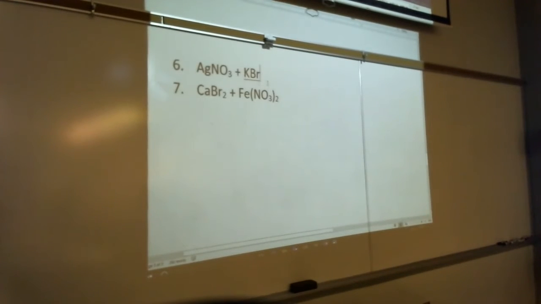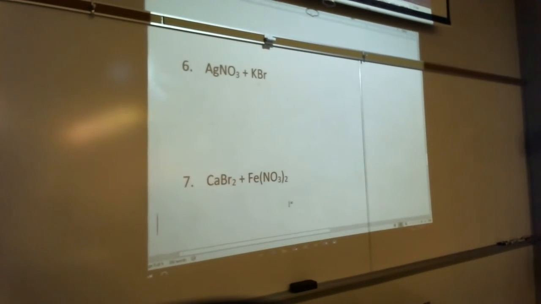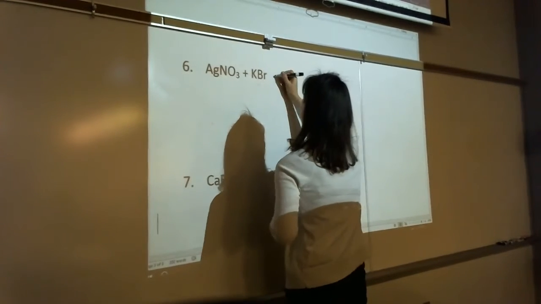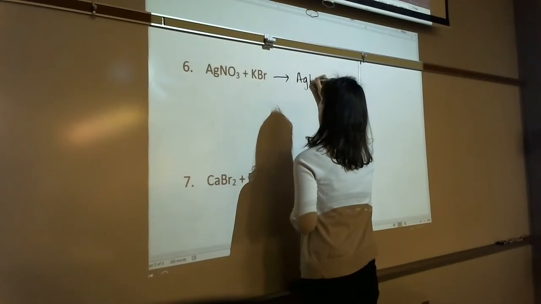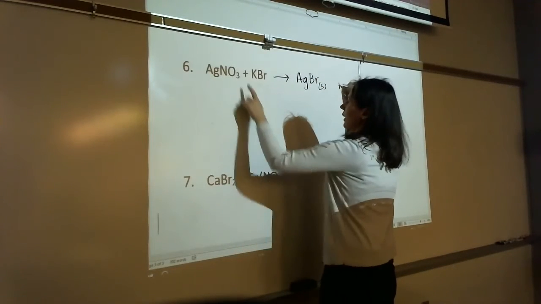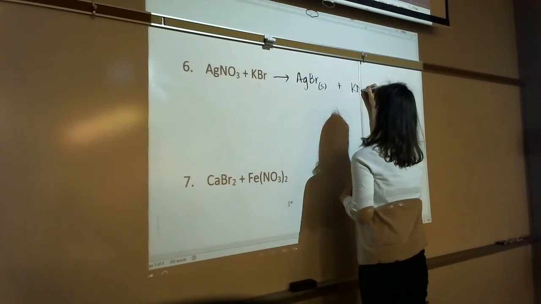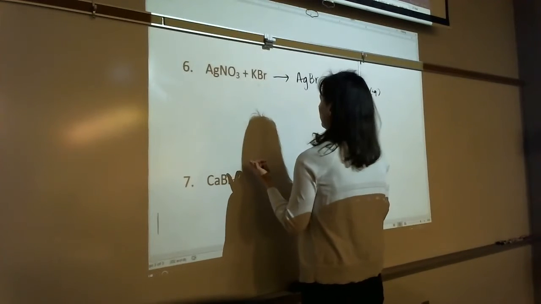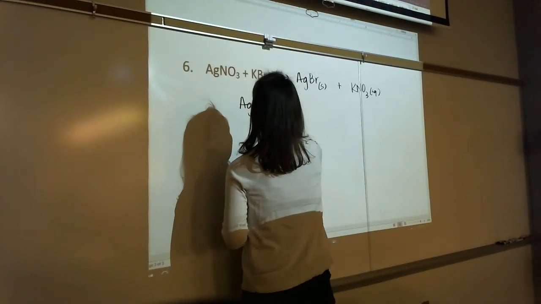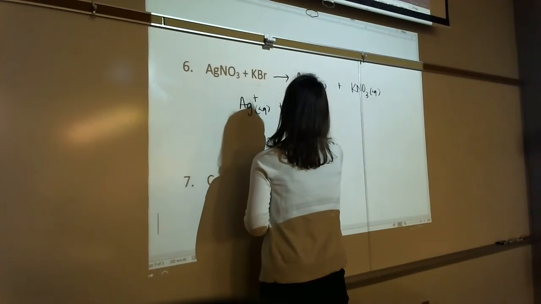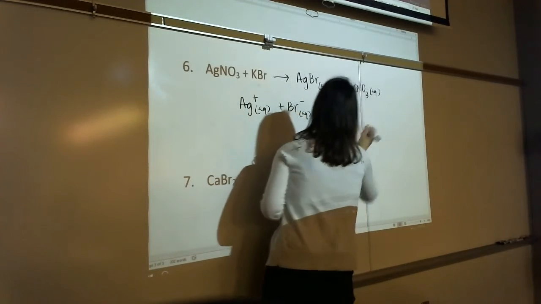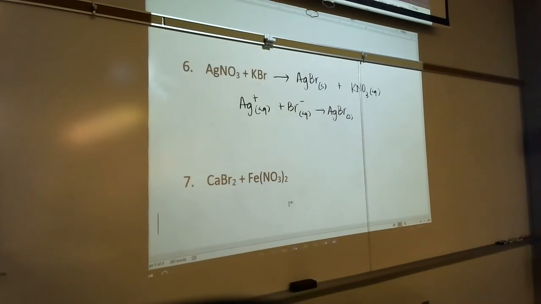For 6, we've done one very similar to this already. AgNO3 plus KBr. AgBr is insoluble, so AgBr, that's our solid, and KNO3 is aqueous. So our net ionic equation would be Ag+ plus Br- produces AgBr, which is a solid. Do we agree?